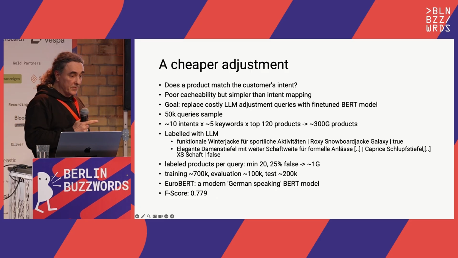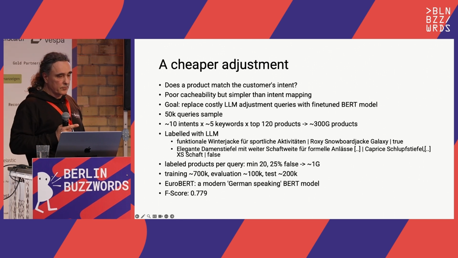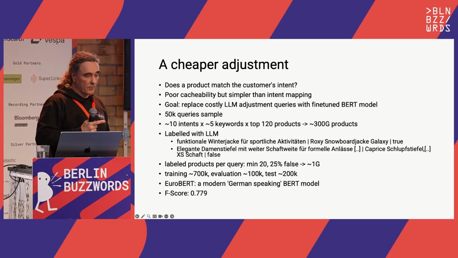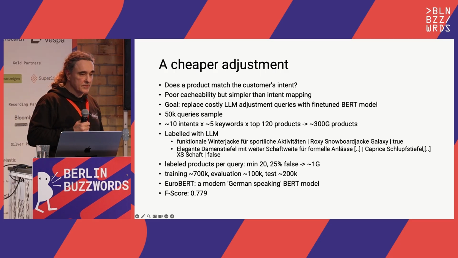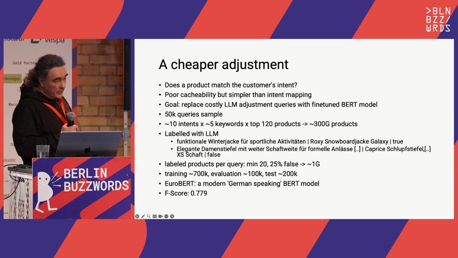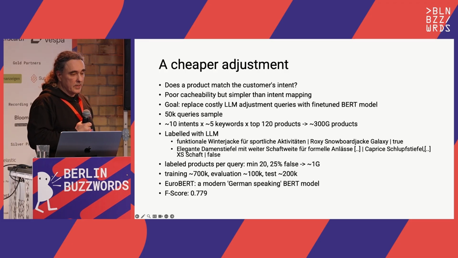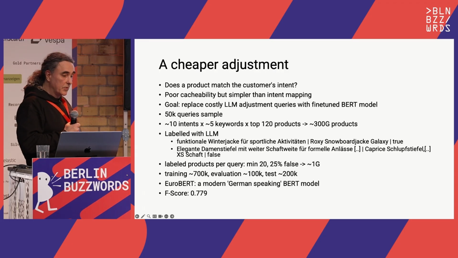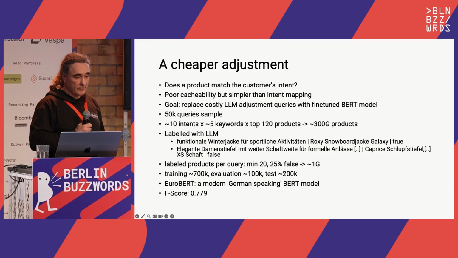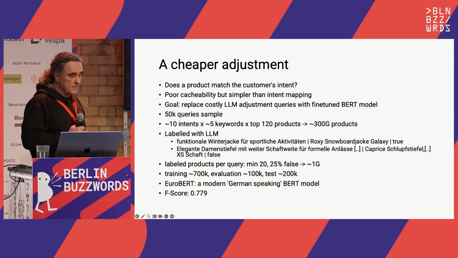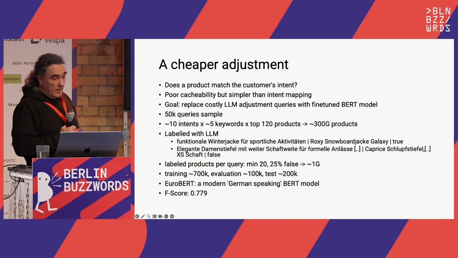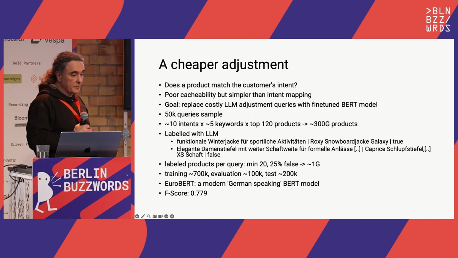We had, in this case, still a longer intent, a short product description and a label if it's a fit or not. And then from this 300 gig of labeled products, we selected per query at least 20 matching and at least 25 non-matching products to have enough false ones for the training, and generated a set of 1 million labeled intent product pairs.